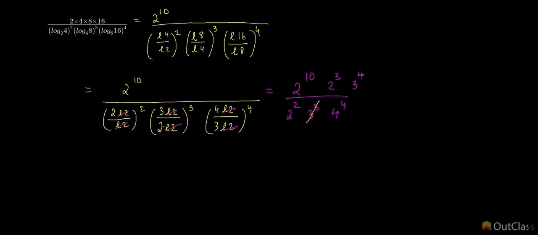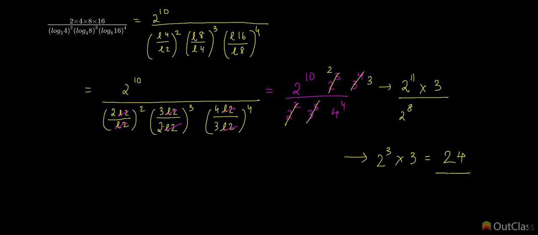3 cube and 3 raised to 4 will cut to give you an extra 3 in the numerator. Two square and two cube will give you an extra 2 in the numerator. That is basically 2 raised to 11. There's 10 twos here and an extra 2 here. 2 raised to 11 into 3 divided by this 4 raised to 4, which can be rewritten as 2 raised to 8. When you divide this, you will get 2 raised to 3 left. 2 raised to 3 into 3, 24.